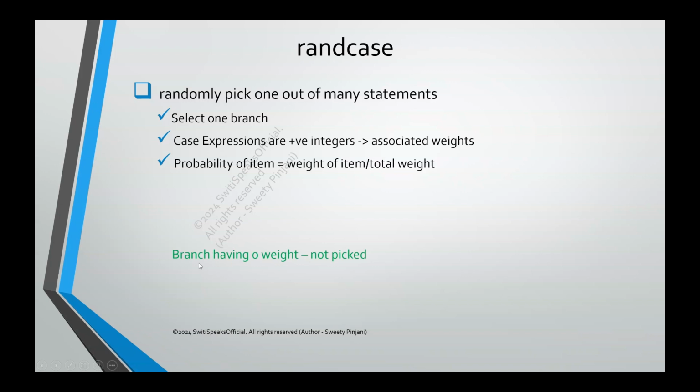Now, some things which you should remember is it is possible that some branches have zero weight. I don't want to generate certain values in my test case, so I'm going to assign the weight of that particular branch to zero. Whenever the weight of any branch is zero, that value is not going to be picked. But also remember, if all branches are zero, then you will get error, because if all branches are zero, it means you can't pick anything. If you can't pick anything, the solver won't be able to solve your constraint or rand case. That's why you will get an error. Now let's see a coding example.